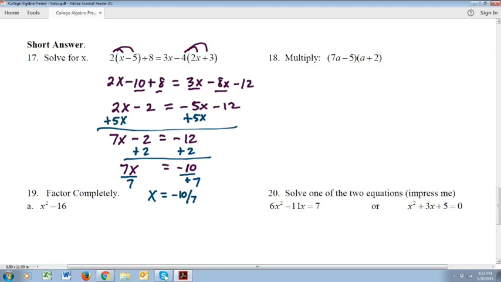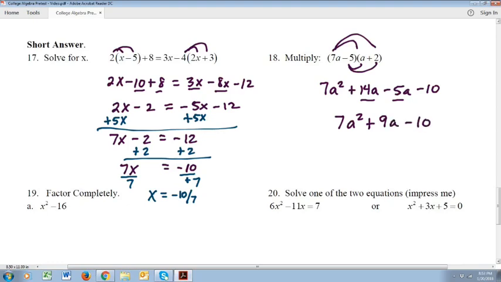Number 18, we did this earlier. We just need to FOIL this. It's a binomial times a binomial. We multiply the first terms, we get 7a squared. The outer terms, that's going to be 14a. The inner terms, negative 5 times a, we're going to get a minus 5a. And the last terms, negative 5 times 2, we'll get a minus 10. We've got a couple of like terms here. 14 minus 5 is 9. And so we get 7a squared plus 9a minus 10. This is what usually happens when we FOIL. We end up with a trinomial which has 3 terms.